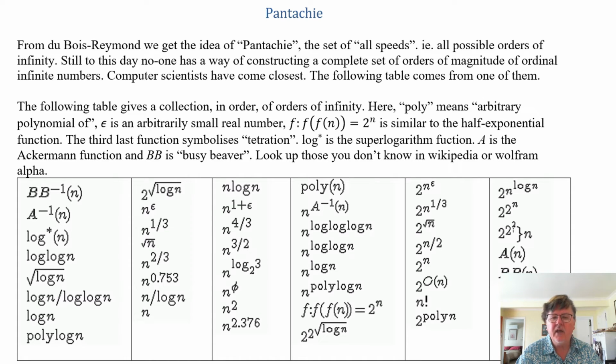A of n is the Ackermann function, and the last one, which is partly obscured, is BB of n, which is the inverse function up here, which is called busy beaver. Look those up if you don't know in Wikipedia, or you can look it up in Wolfram Alpha.